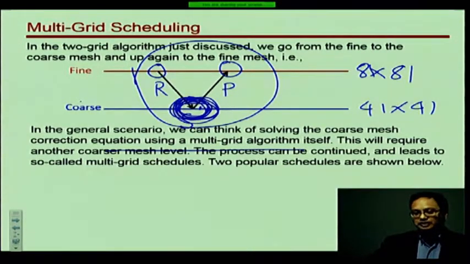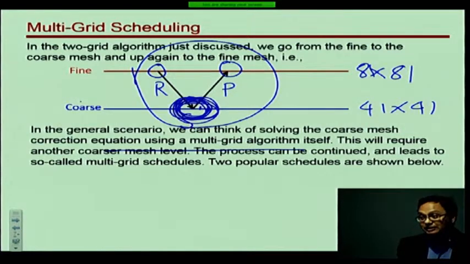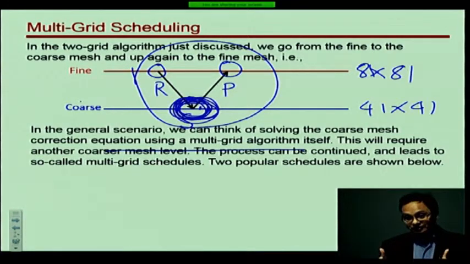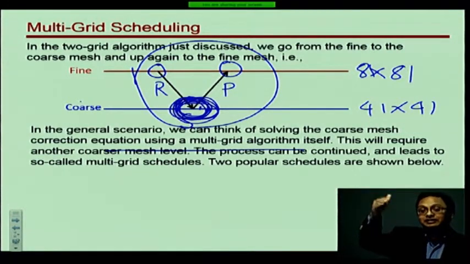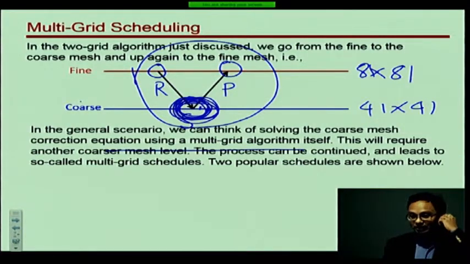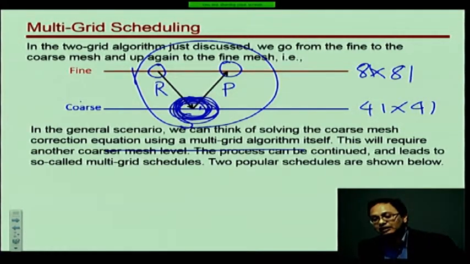Now, of course, to get to the point where you can actually use Gaussian elimination, where the number of equations is so small, would require many different mesh levels. If you start from even 81 by 81, the next one will be 21 by 21, 11 by 11, and maybe by the time you get to 6 by 6, you can actually use Gaussian elimination. But even that, for a small problem like that, would mean 5 mesh levels. But that's the general philosophy.